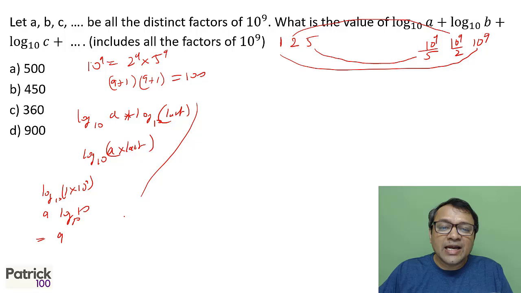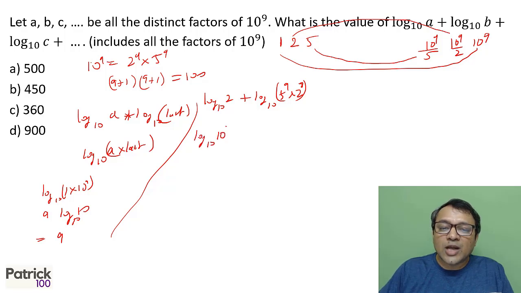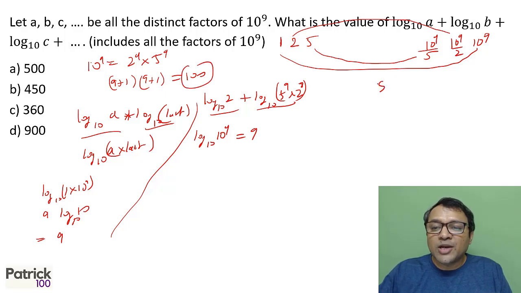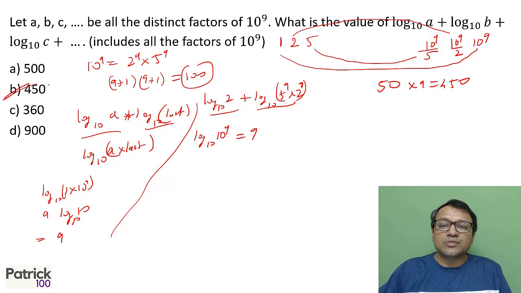Same if I take the second and second last term. The second term, as I said, is log to the base 10 of 2, and the second last term will be log to the base 10 of 5 raised to 9 and 2 raised to 8. This is the second last term. When you multiply, it becomes log to the base 10 of 10 raised to 9, which will again be 9. So if you add two terms like that, out of the total 100 factors, you will get 50 such combinations, and each combination will add up to 9. So the total will be 50 nines, which is 450. That will be the answer, option B.